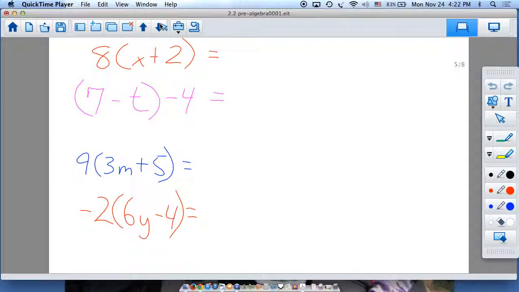Now let's apply it to these four problems. 8 to the x, cancel it out, and 8 to the 2. 8 times x is 8x. 8 times 2 is 16.